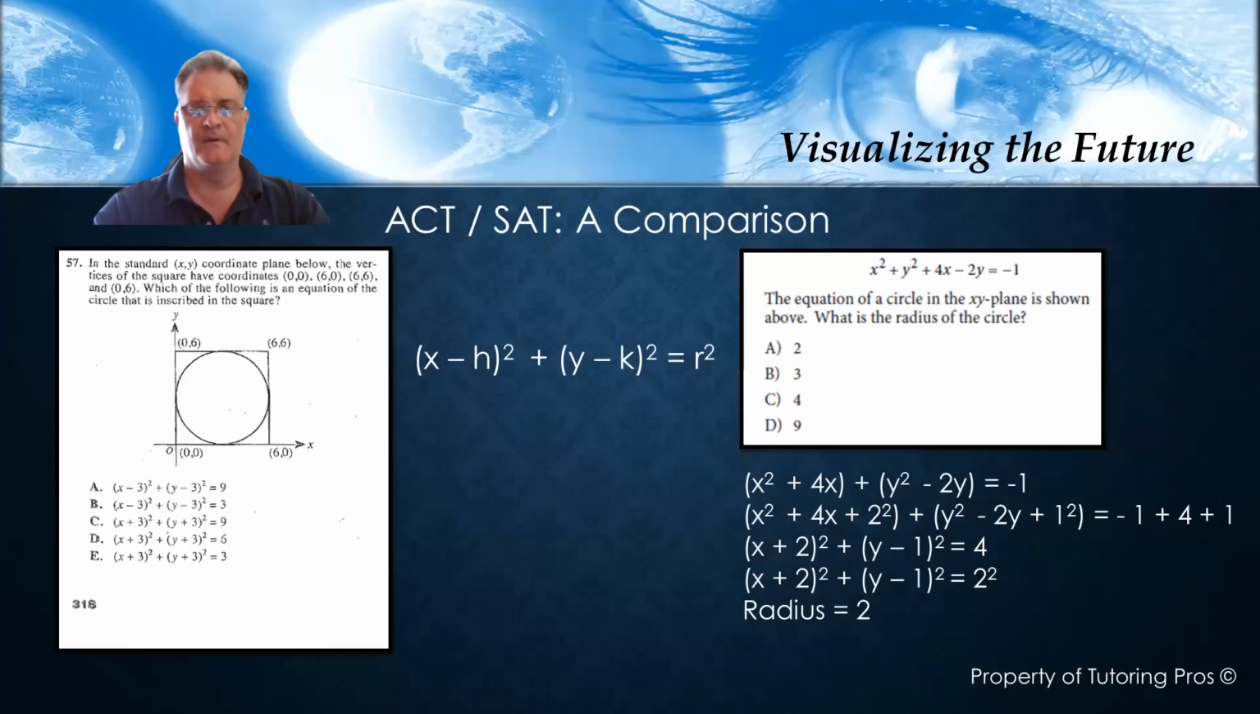Hey guys, I want to give you a brief overview of how the ACT versus SAT math exams compare to one another. One of the things that you need to remember is the majority of the mathematics ranges from general mathematics through Algebra 1, Geometry, Algebra 2.